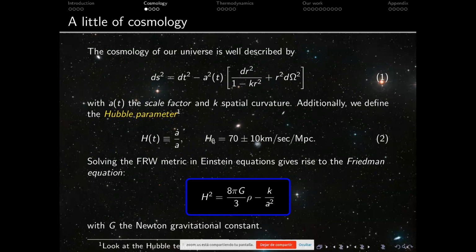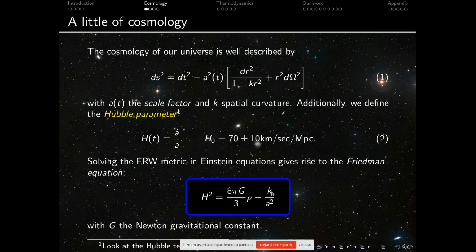Also, you usually hear about the Hubble constant, which is basically the Hubble parameter today. For those interested in cosmology, I recommend you look at the Hubble tension, which is a tension regarding the value of this H0. From Einstein's equations, you can get the Friedmann equation, which describes the expansion of the universe on the left, according to the energy densities that you have in the universe, considering different species. And also you have here the spatial curvature.